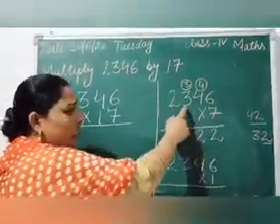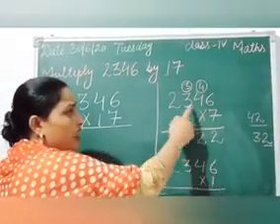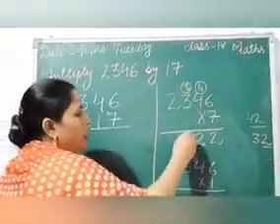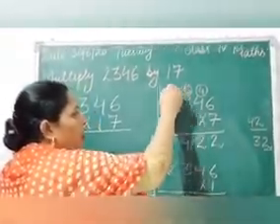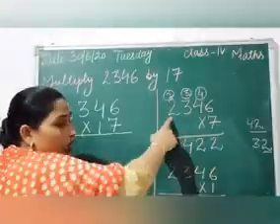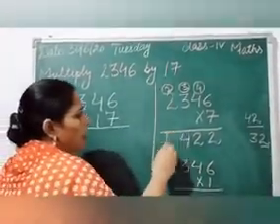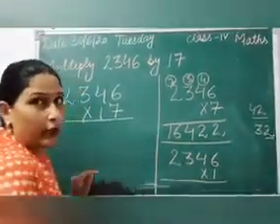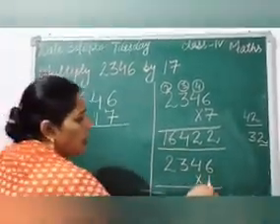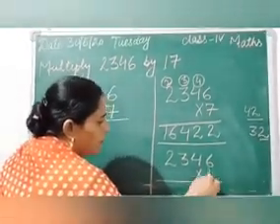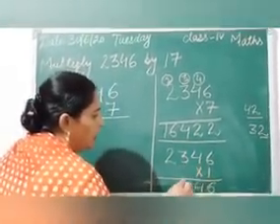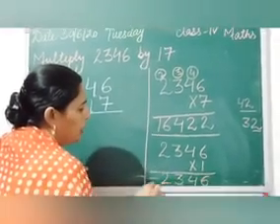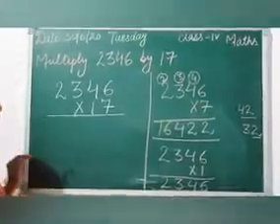Now 7 3s are 21 plus 3. It will become 24. 4 we write and 2 will be carried. 7 2s are 14 plus 2 is 16. So we got here 16,422. Now the second product, it will be multiplied by 1. Here 4, here 3, here 2. Now see how to write this.